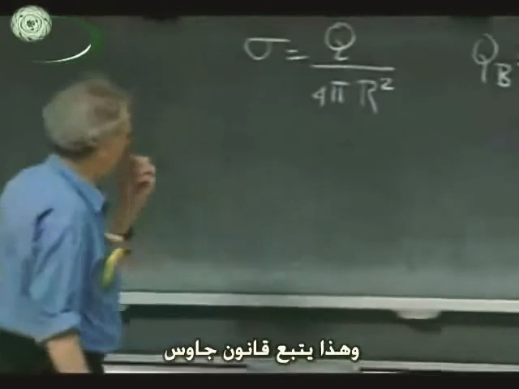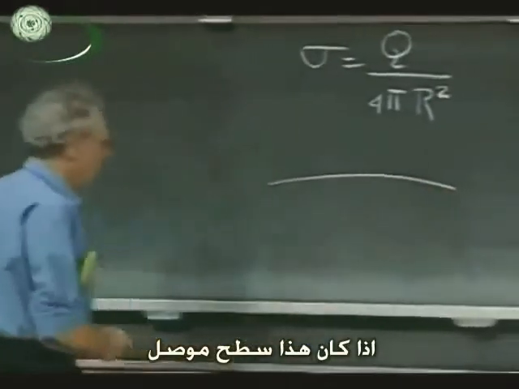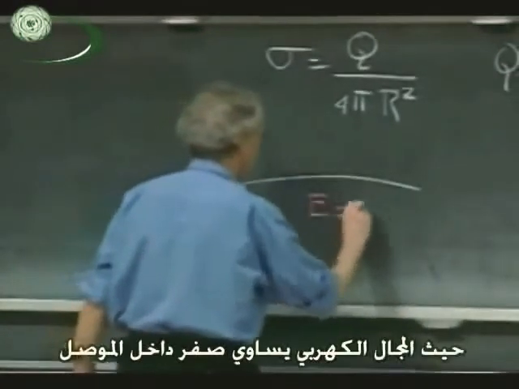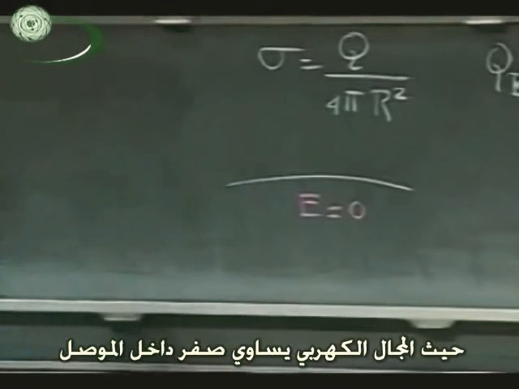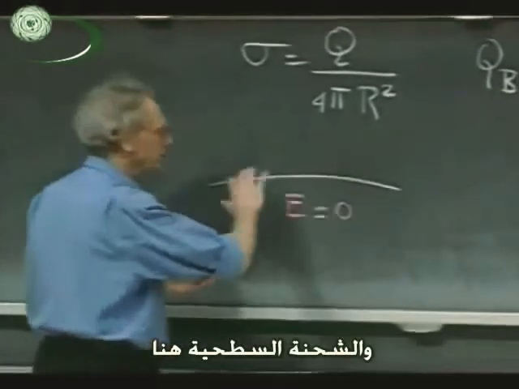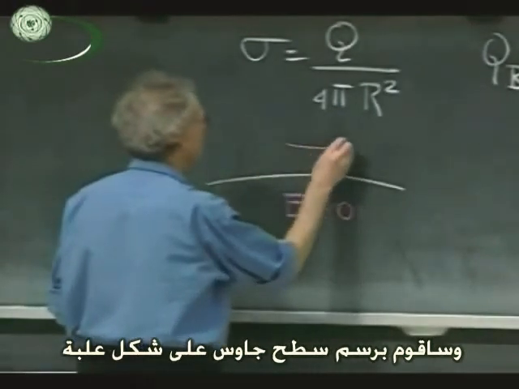That follows immediately from Gauss's law. If this is the surface of a conductor, any conductor, a solid conductor, where the E field is 0 inside of the conductor, and there is surface charge here, what I'm going to do is I'm going to make a Gaussian pillbox.